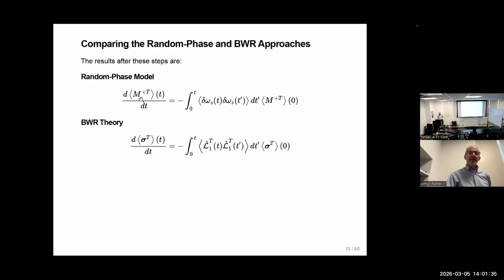So we're just going to do everything exactly the same. And we ended up here with a differential equation that depended on the autocorrelation functions of the fluctuations along the z-axis. And now we just end up with an equation that depends on the autocorrelation function of L1 of the commutators of the fluctuating Hamiltonians. But again, formally, these look exactly the same, and they had to, because it was the same equation isomorphously.